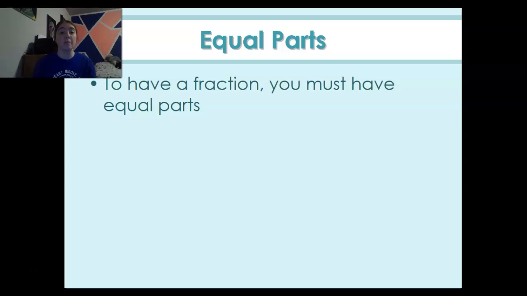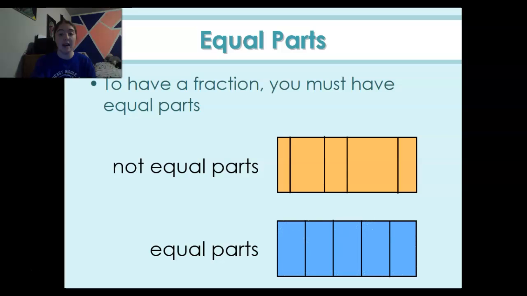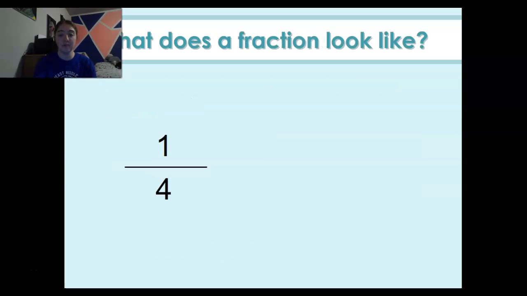With fractions, we must have equal parts. So we cannot have, like the first one that says not equal parts, we cannot have that in a fraction because a fraction is equal parts. So when you cut your pizza, usually you try to cut it in equal parts so everyone can have an equal piece of pizza. So fractions have to have equal parts for it to work. Just like that second one, the blue one has 1, 2, 3, 4, 5 equal parts, and they're all equal.